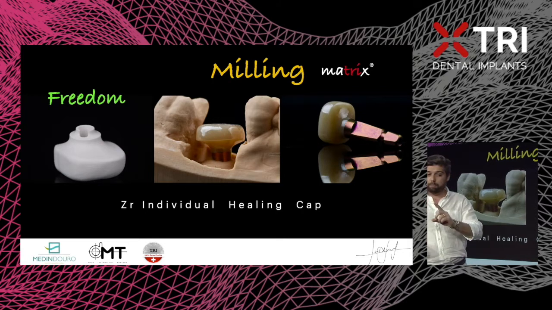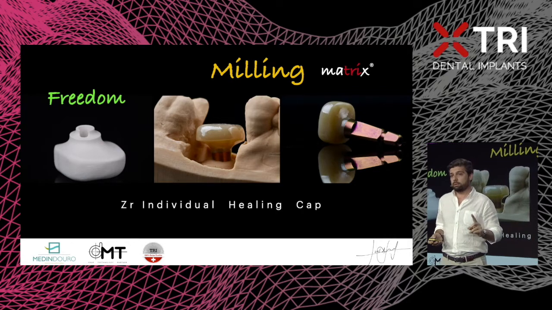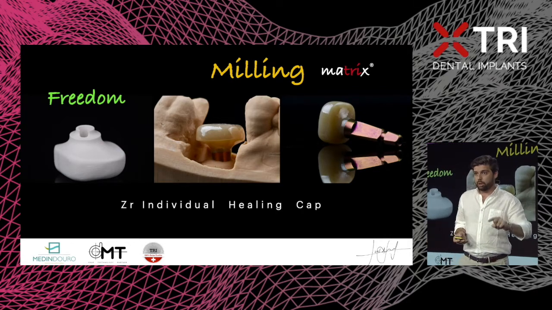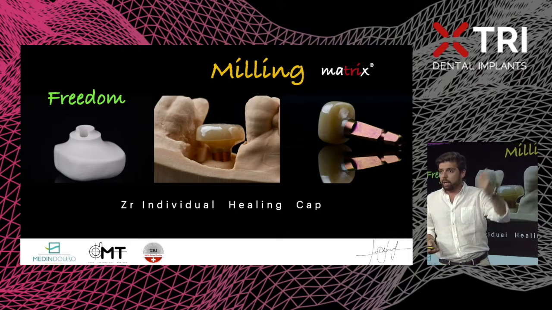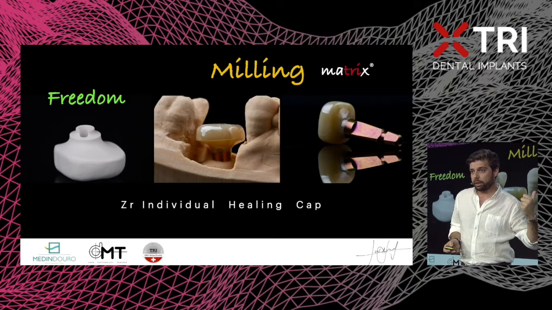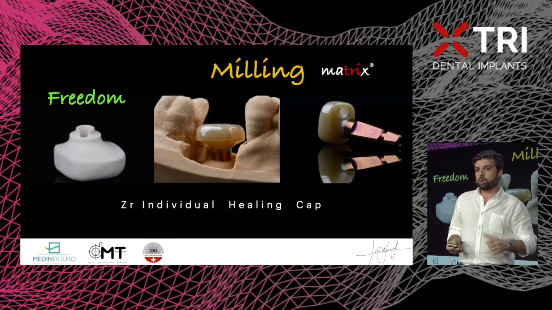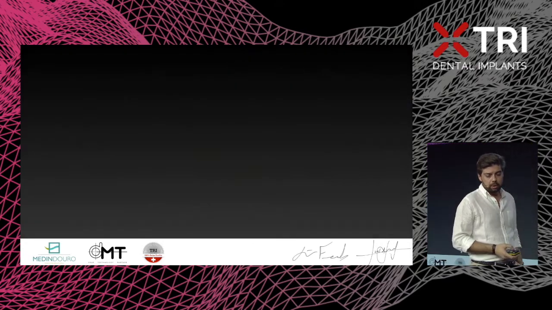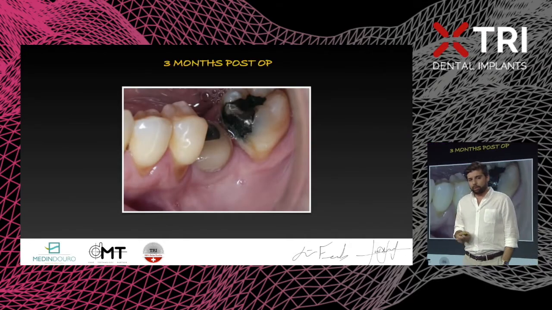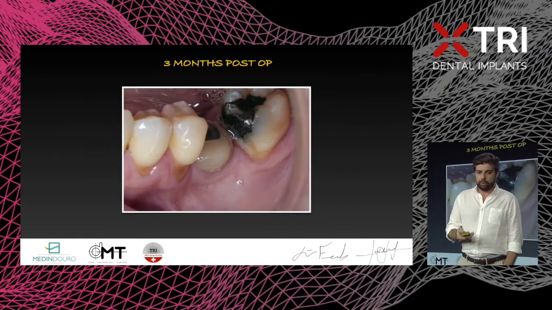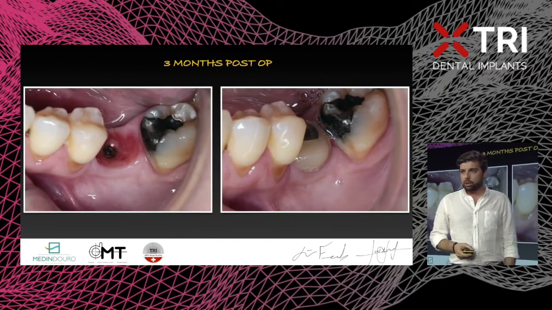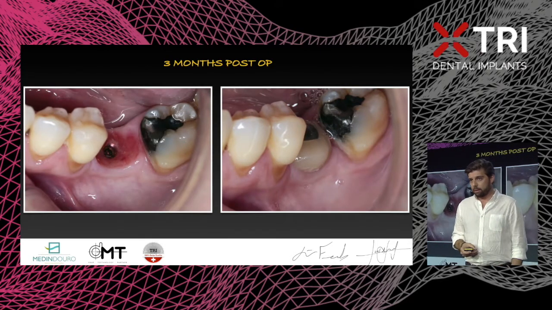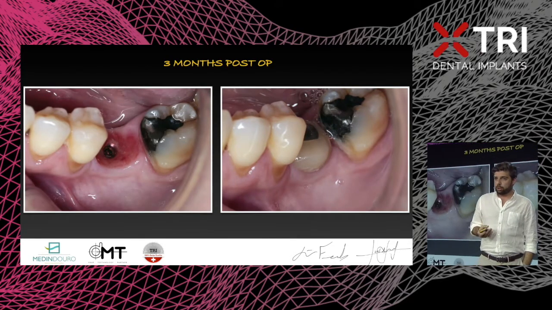So sometimes, and particularly if I'm using bone level Matrix, I'll use this. I'll take an impression, an intraoral scanner, and it will mill me a structure like this, and I will substitute the one I've just made with this one, and with very good outcomes. So after 3 months, this was the scenario. I removed this and I had this tissue, this emergence profile, ready for my final restoration.